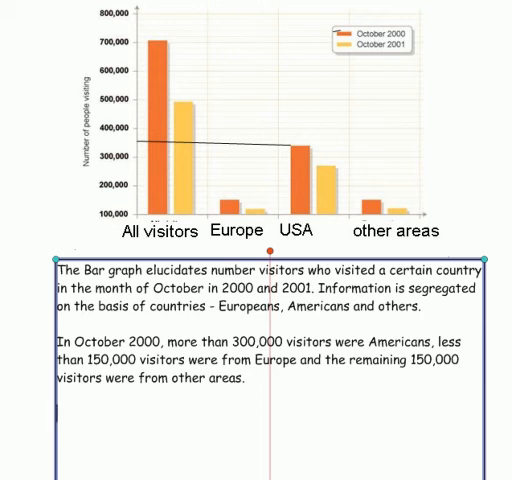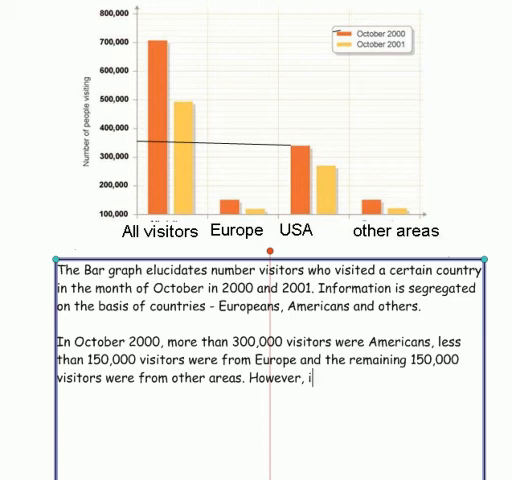So there are two ways I can do that. Either I can just carry on with the same paragraph, or I can start a new paragraph, so that in the first paragraph I'm telling about October 2000 and in the second paragraph I'm telling about October 2001. So what I'm going to do is I'm going to start with the same paragraph only. However, this "however" is the link between both the points, what happened in October 2000 and what happened in October 2001.